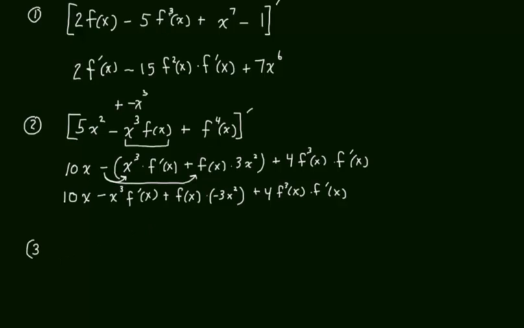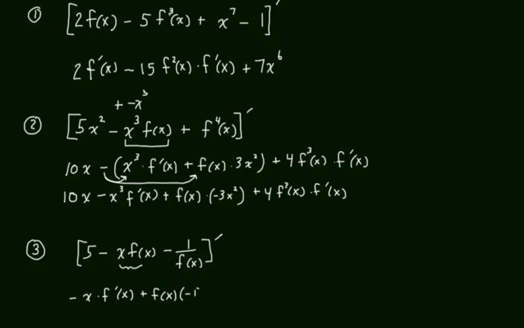Let's move on here. Number 3 is that expression here. We're going to find the derivative. Please avoid the quotient rule. So the last term we would write f of x to the power of negative 1. So the derivative of 5 is 0. Again, we have the product rule. So negative x times f prime of x, first term times the derivative of the second, plus second term, f of x, times the derivative of the first, which is negative 1.